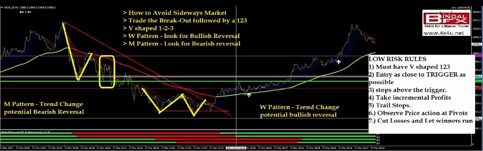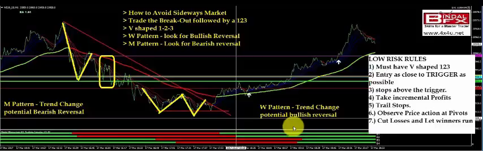Basically, in this tutorial, I would like to focus on how you can avoid trading when there is absolutely no trend, i.e. it is just moving sideways. And one of the ways you can filter this sideways movement out is by using the Bindal 1 to 3 indicator. It automatically plots the W patterns and the M patterns.